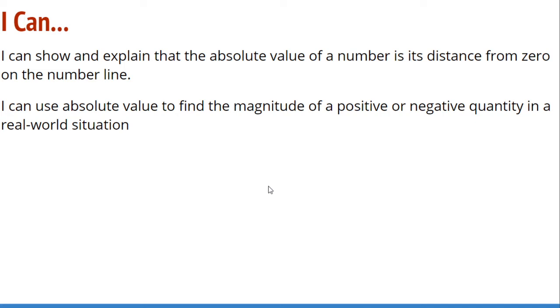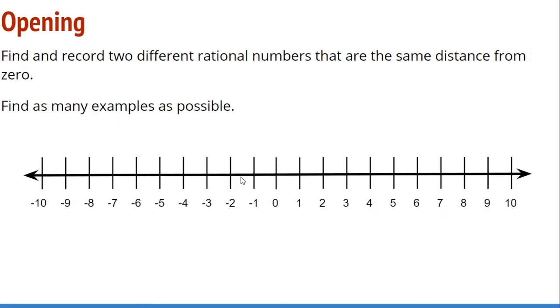Distance from zero is a measurement of how far. Magnitude is a measurement of how great or how big or how much. Find and record two different rational numbers that are the same distance from zero. Find as many examples as possible. So pause the video, take a couple of minutes, and look at this number line and find pairs of numbers that are the same distance from zero.